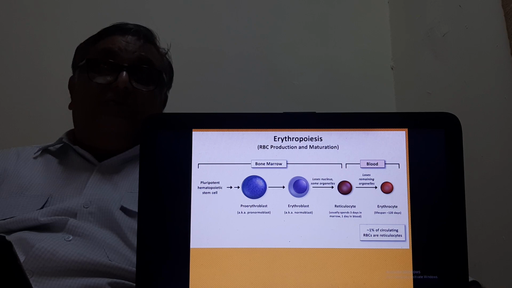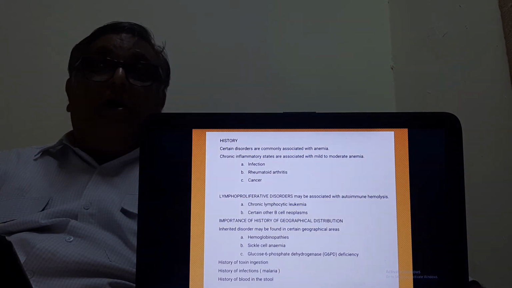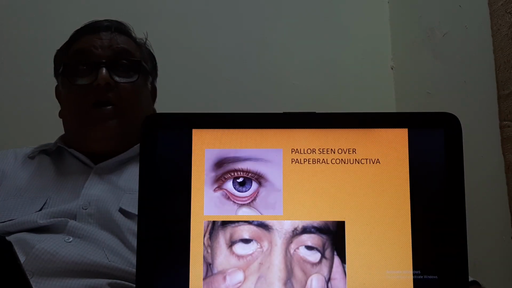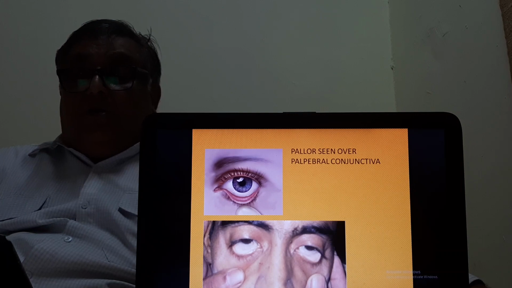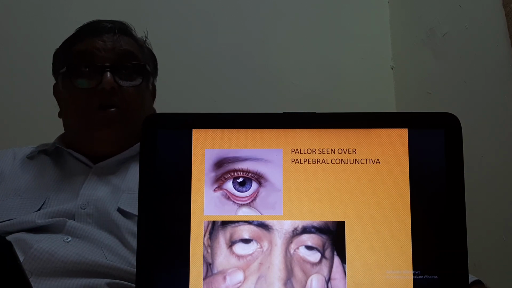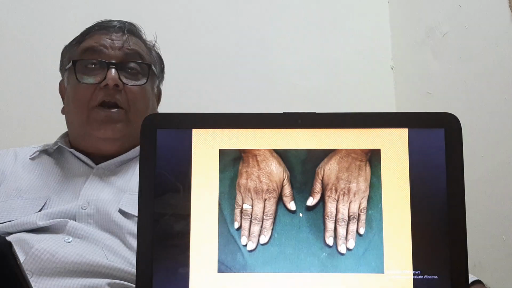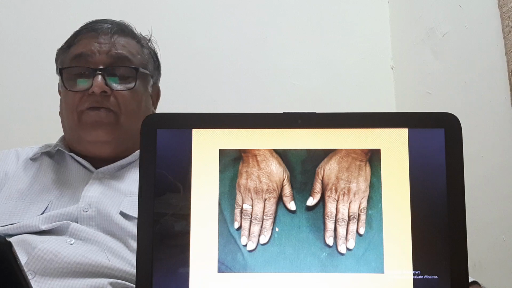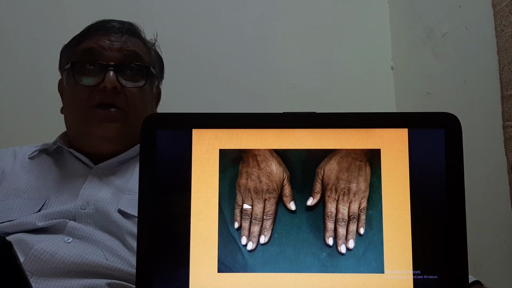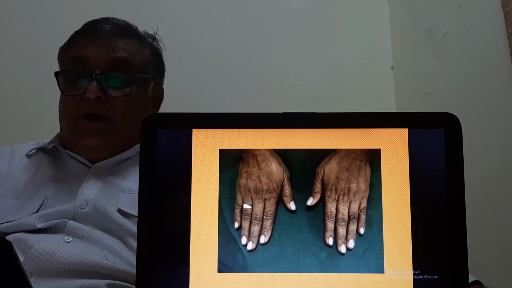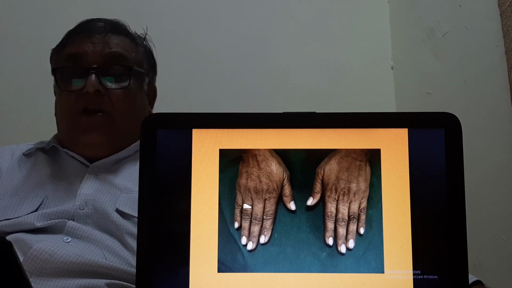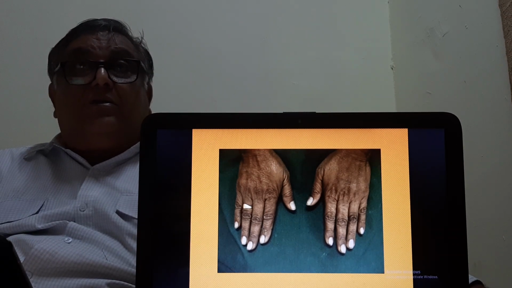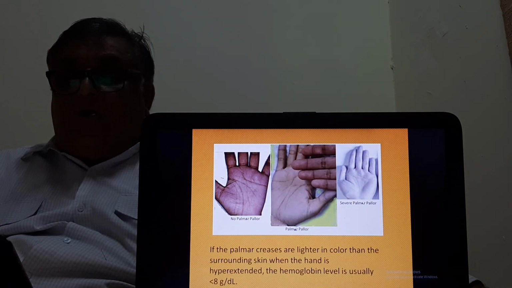There are certain diseases which may lead to the anemia of chronic disease, like chronic infections such as tuberculosis. Then chronic autoimmune diseases like rheumatoid arthritis can lead to the production of cytokines, etc., which can shut down the production of RBCs. Cancers also. Anemia may also be associated with lymphoproliferative disorders, leukemias and lymphomas.